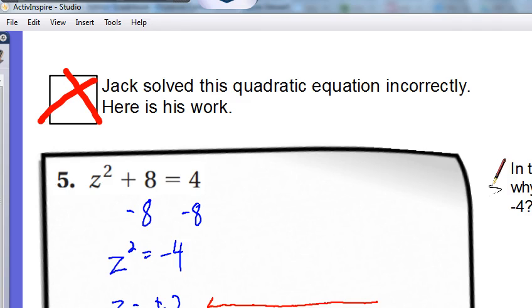Positive 2 times positive 2, 2 times 2 equals positive 4. And negative 2 times negative 2 also equals positive 4. Okay, so neither one of those are square roots of negative 4. What kind of number can be squared to get a negative number?